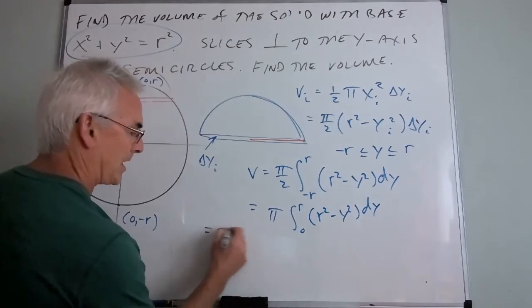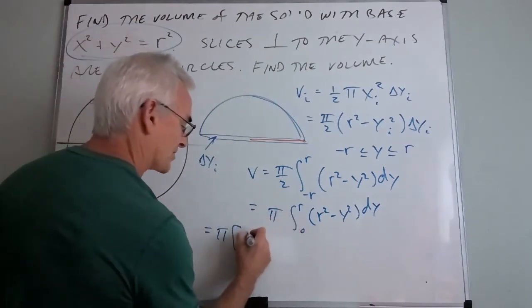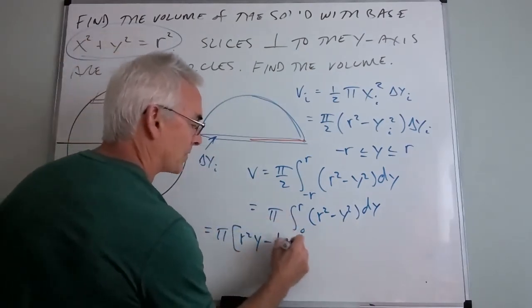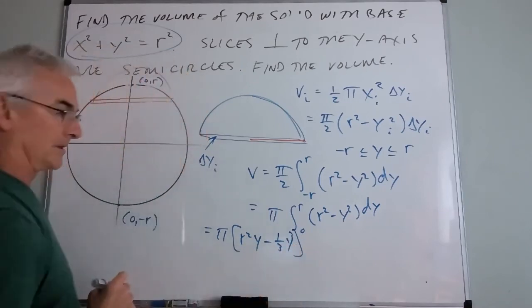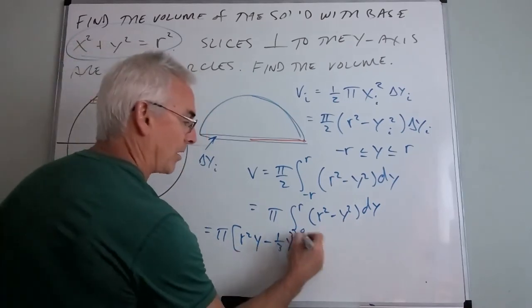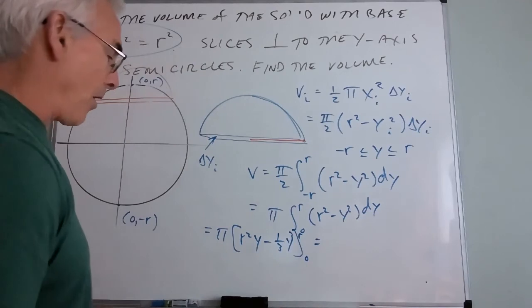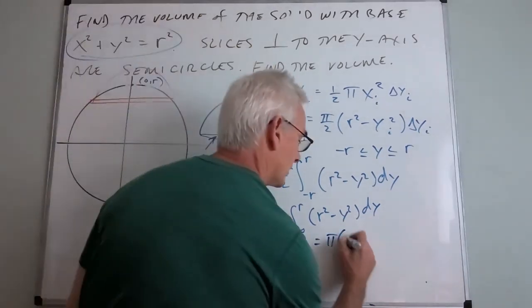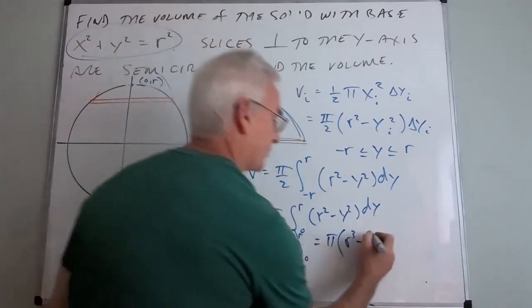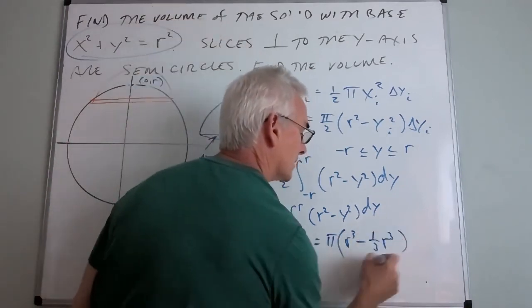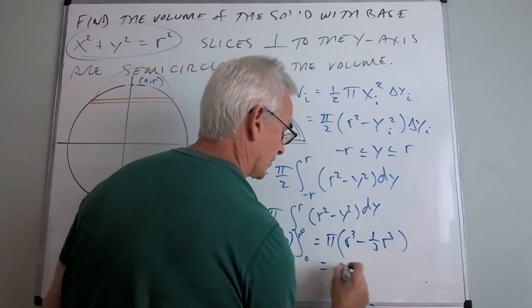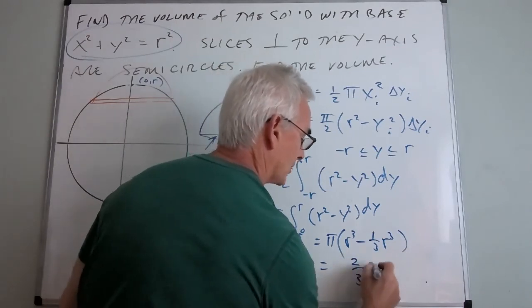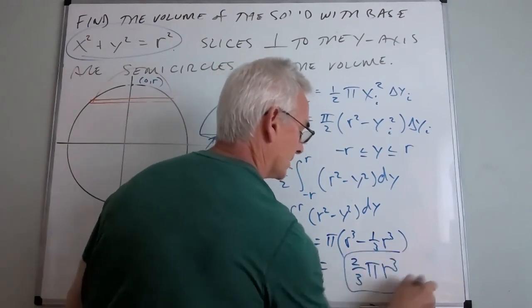So that will be pi times r squared y minus 1/3 y cubed. Again, r is a constant. So that's 0 to r. When I replace y with r, this is going to be r cubed minus 1/3 r cubed, which would be 2/3 r cubed. So this would be 2/3 pi r cubed.